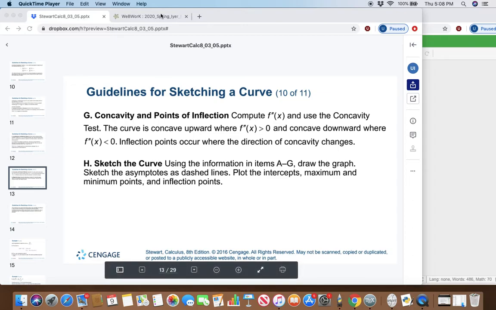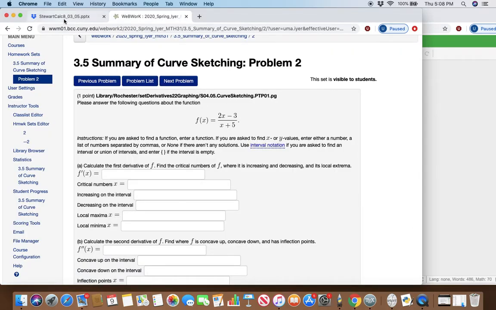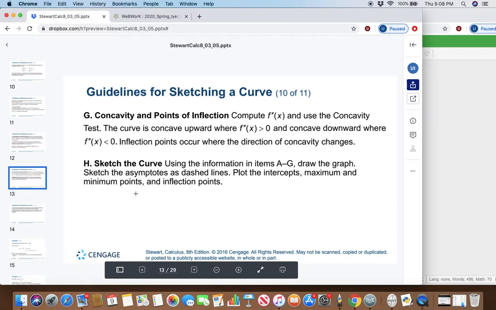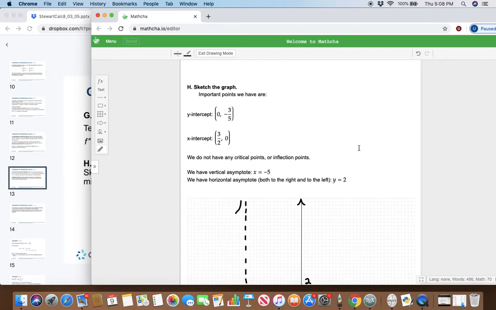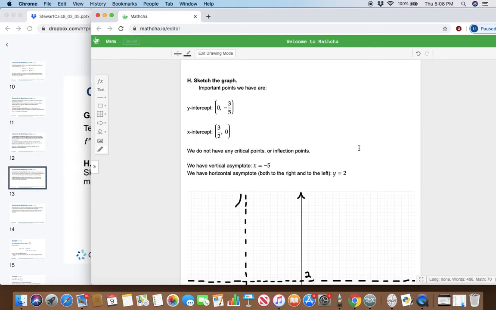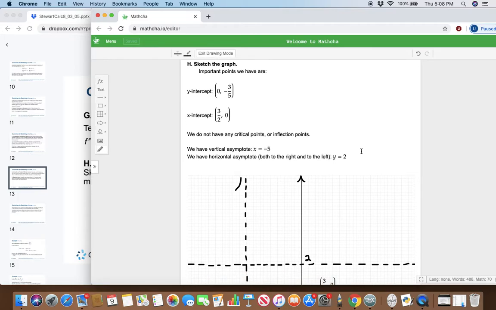So continuing, we are working on this problem. The last item in our guidelines is to sketch the curve using the information A through G. All right, so here we are. What information do we have from A through G?